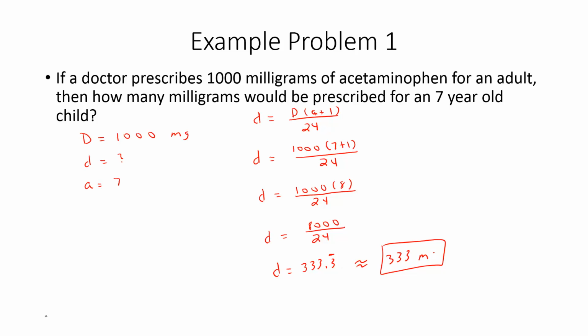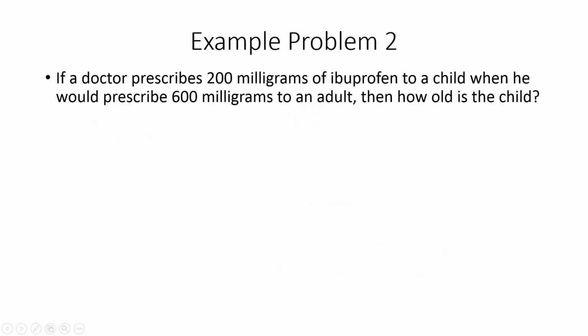Okay, our next situation says that if a doctor prescribes 200 milligrams of ibuprofen to a child, so that tells us that lowercase d is equal to 200 milligrams, when he would prescribe 600 milligrams to an adult, so capital D equals 600 milligrams, then how old is the child? Well, we're looking for the child's age in this case.